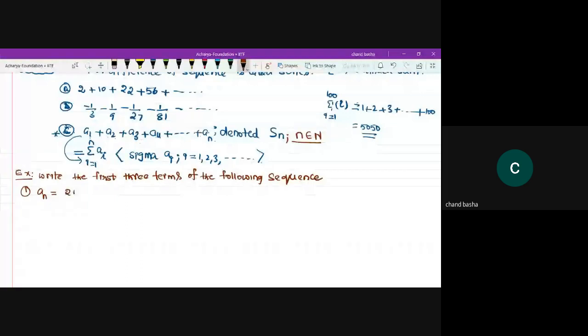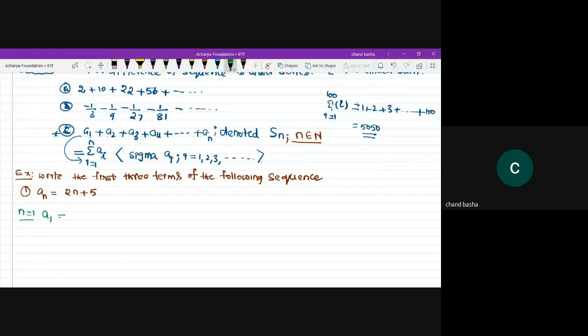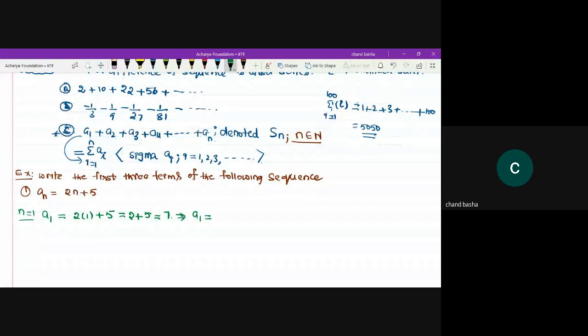2n plus 5. What is he asking? First 3 terms. First 3 terms means when n is equal to 1, what am I going to get? A1 is equal to 2 into 1 plus 5, that is equal to 2 plus 5. This is equal to 7, which means that the first term is 7.